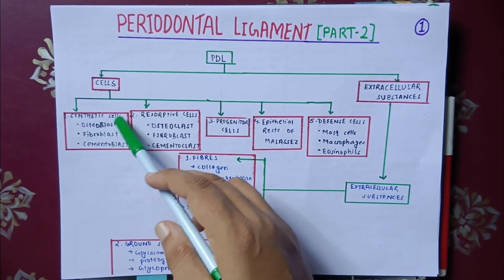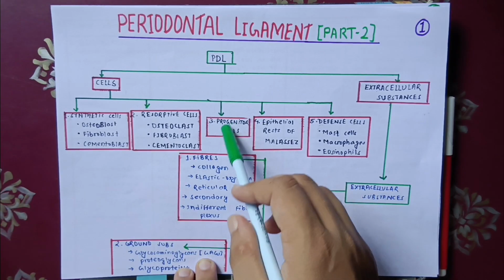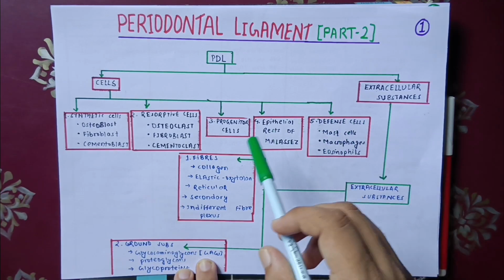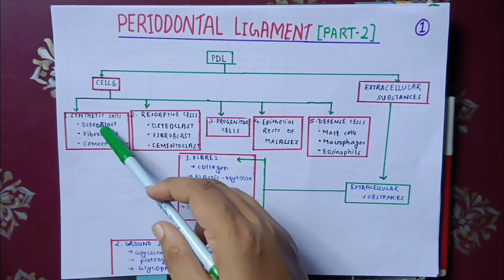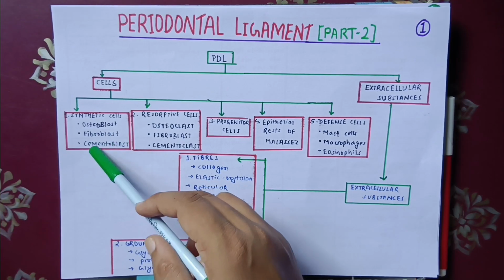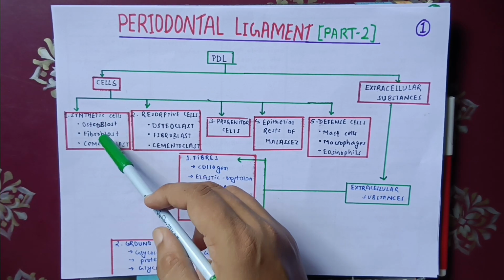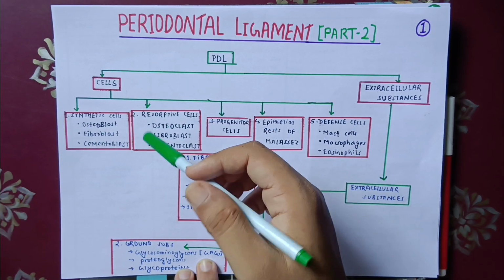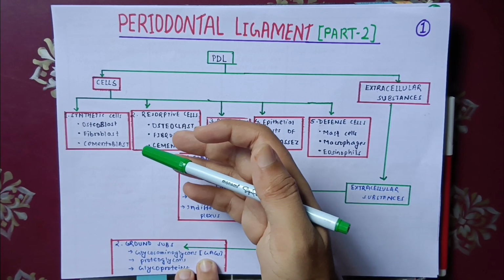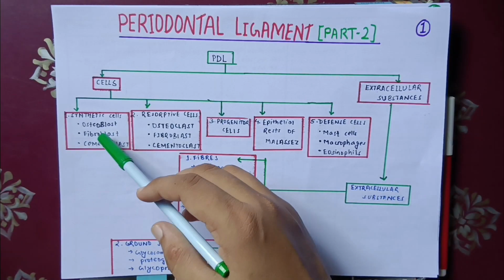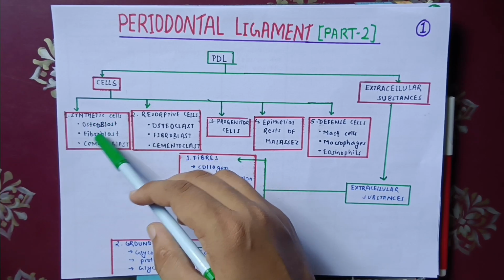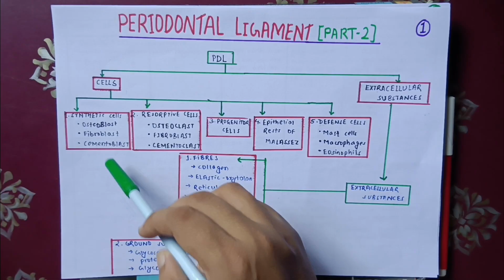The first type is the synthetic cell, another is the resorptive cell, another is progenitor cells, epithelial rests of Malassez, and defense cells. In the synthetic cell we have 3 other types: osteoblast, fibroblast, and cementoblast. This blast means synthetic. It does synthesis of proteins and protein substances. So blast means synthetic cell: osteoblast, fibroblast, cementoblast, and we will discuss them properly.